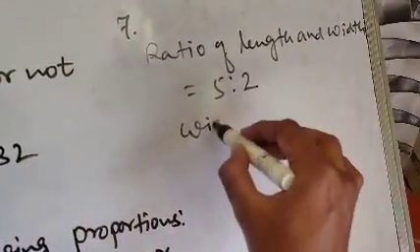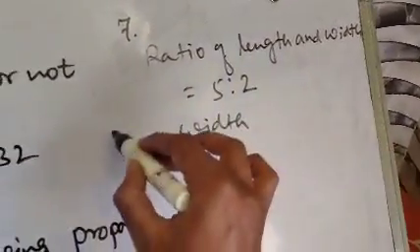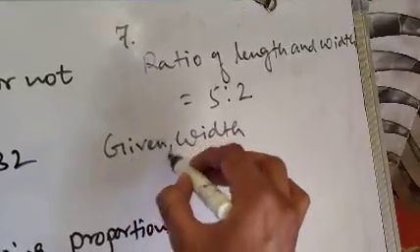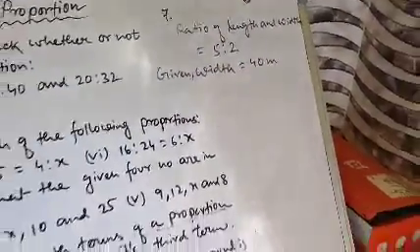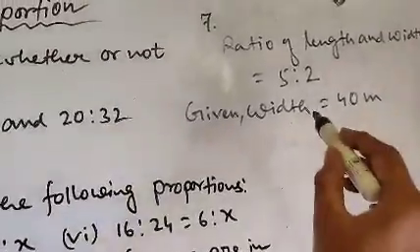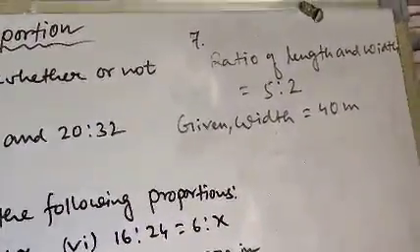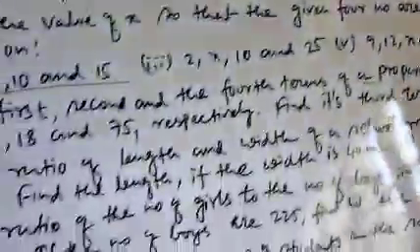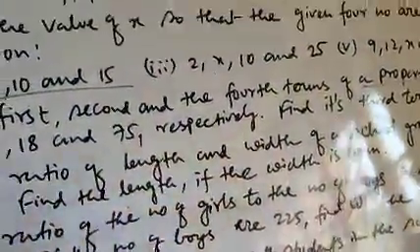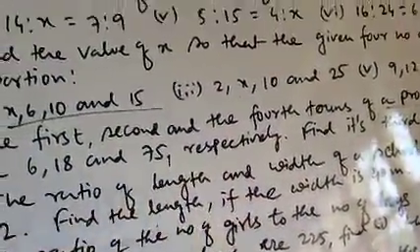So width is given, width equal to 40 meter. With width 40 meter given and the ratio of length and width 5:2, we have to find out the length if the width is 40 meter. So we do not know the value of length.